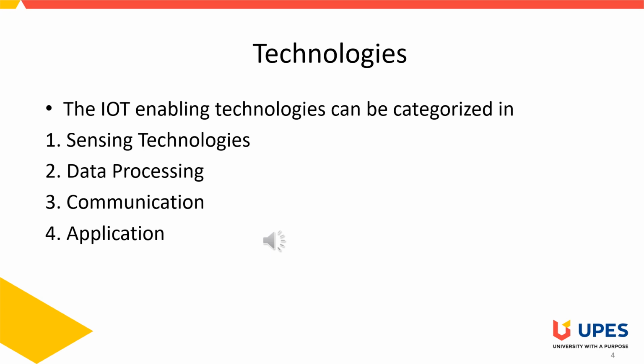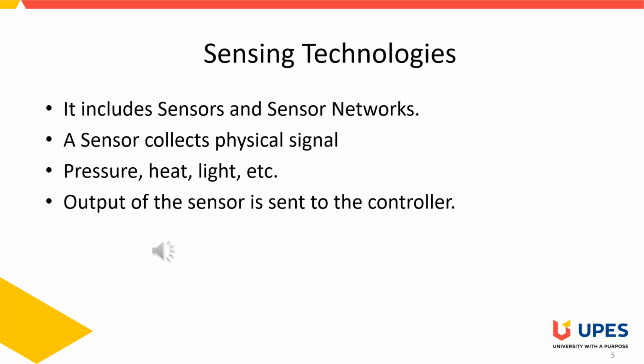The IoT enabling technologies can be categorized in 1. Sensing technologies, 2. Data processing, 3. Communication, 4. Application. Sensing technologies. It includes sensors and sensor networks.